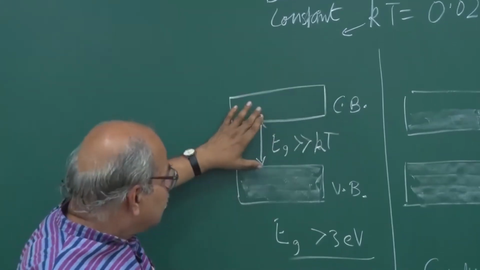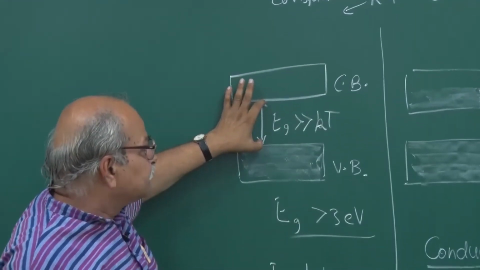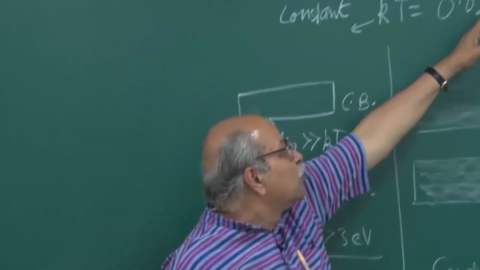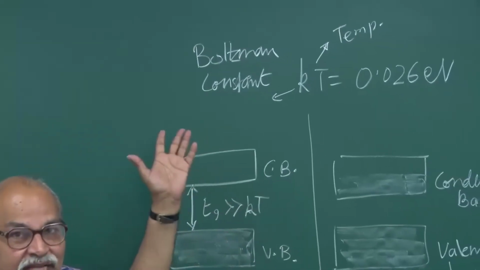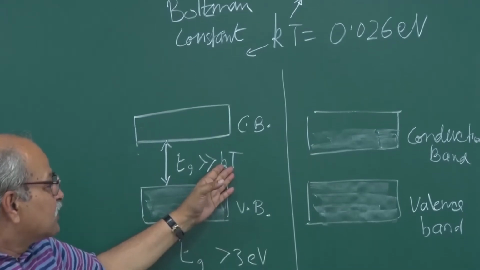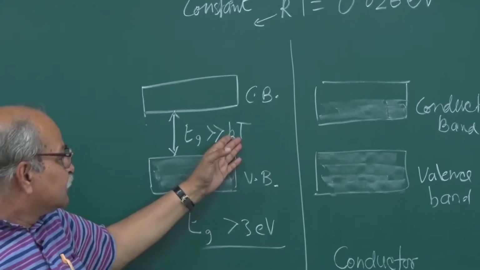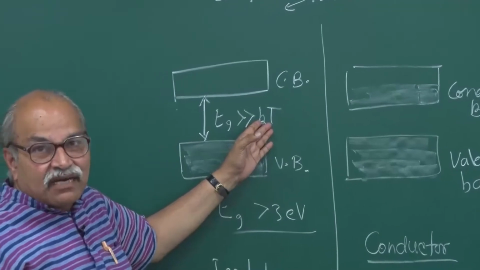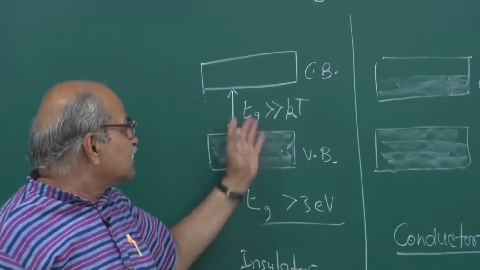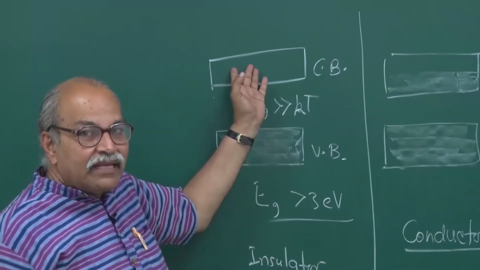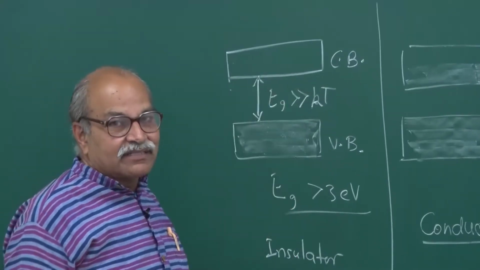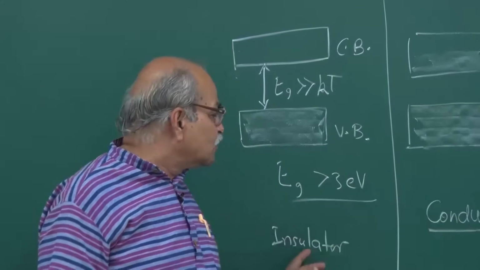So the average is this, but you do have some events in which the thermal energy can be much larger. But if this gap is very large, 100 times kT, that will be 2.6 eV, or 200 times, 300 times, then even at room temperature, through thermal interactions, there is a negligible chance that some electrons will accept those thermal energies and go to this conduction band, and therefore it still remains empty. And these are insulators.